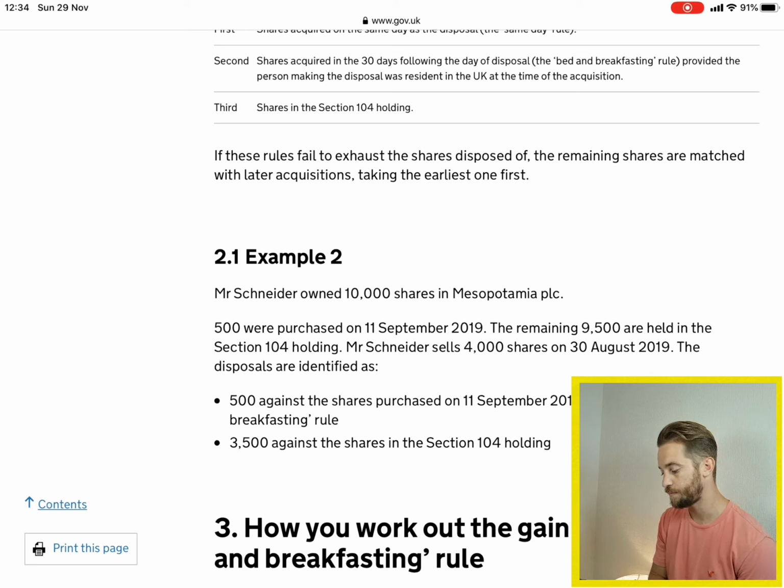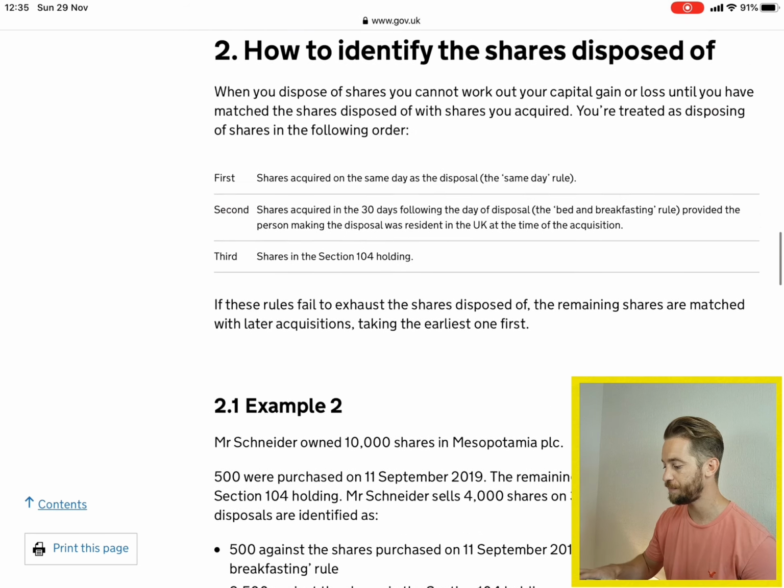So you can see that these bed and breakfasting rules are designed to stop you selling right at the end of the tax year, buying them back a few days later and staying in the market the whole time. But they don't tend to work too well, like lots of rules that HMRC introduce. Maybe that's by design. Maybe HMRC want you to have ways around this, but let's just take another look at the rules and see why they don't work too well.